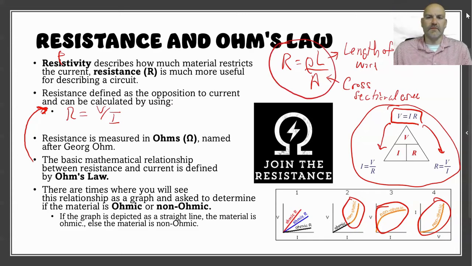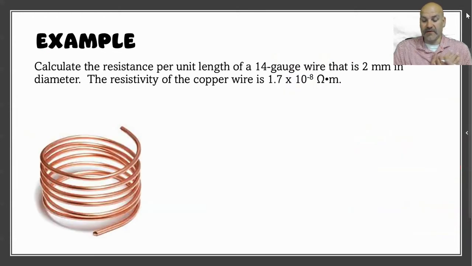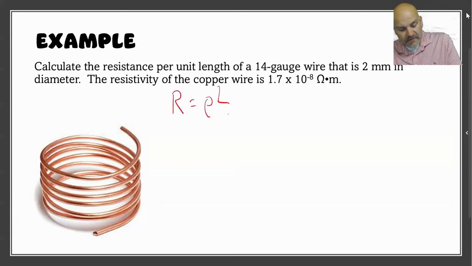Our example problem is going to use R equals rho L over area. We go back to our 14 gauge wire, the way to talk about wiring, which tells you the diameter of the wire in a certain way. We're going to calculate the resistance per unit length of a 14 gauge wire that is 2 millimeters in diameter. The resistivity of copper is 1.7 times 10 to the negative 8th ohm meters. We're not looking for the resistance; we're looking for the resistance per unit length.